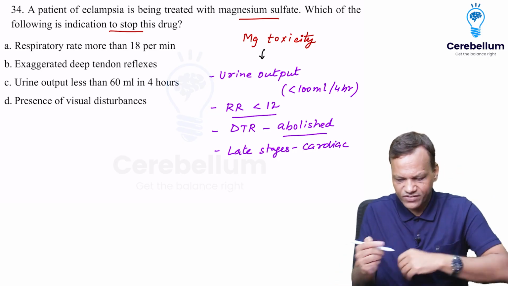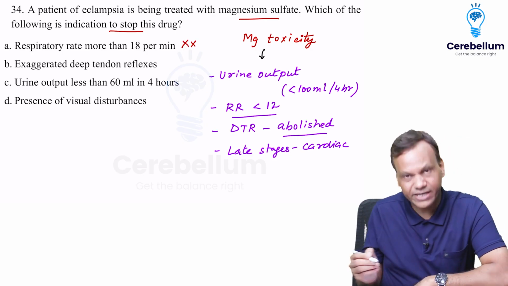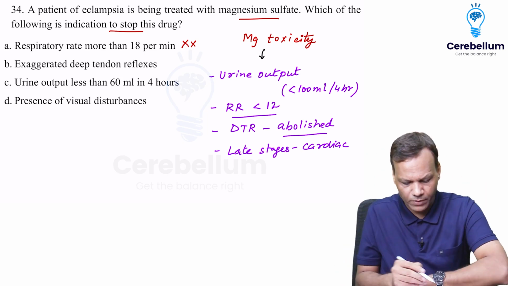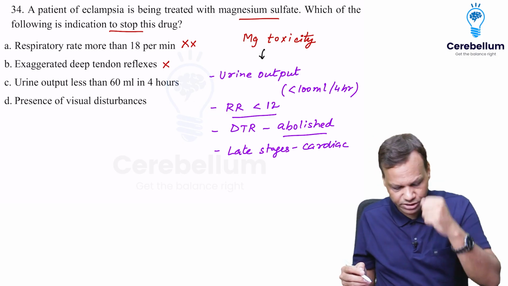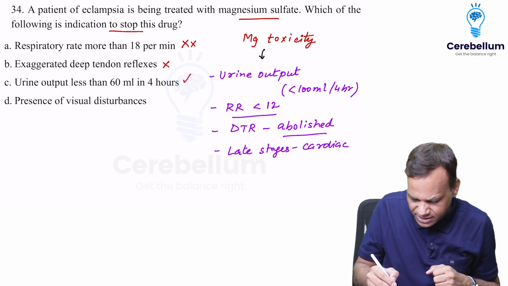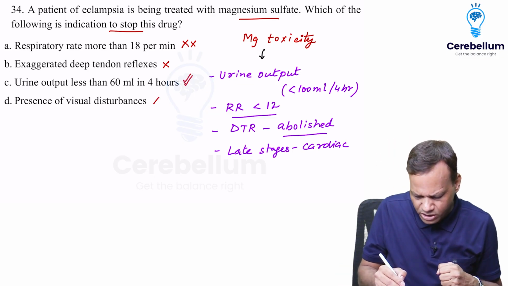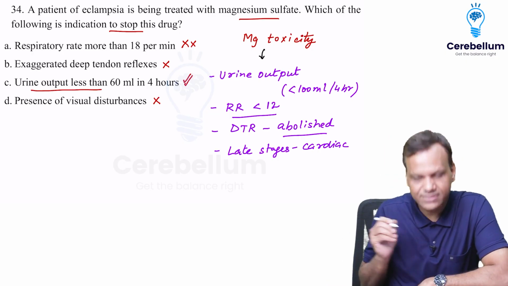Okay. Now if we see the options: respiratory rate more than 18, no. Lower is a problem. If it is less than 12, that is a problem. More than 18, no problem. Exaggerated deep tendon reflexes will not be seen. Deep tendon reflexes will be abolished. Urine output less than 60, yes, it is an indication. If it is less than 100, we need to stop. Presence of visual disturbances: there is no visual disturbance in magnesium toxicity. So the answer is urine output less than 60.